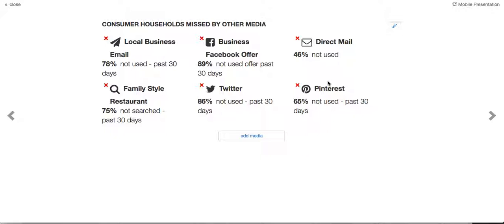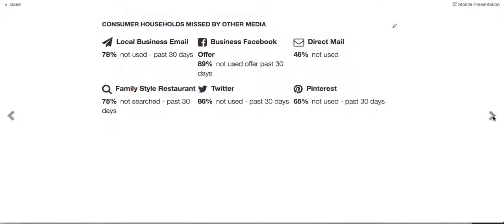89% of our audience didn't go to any business Facebook page to get information. 75% of our audience the last 30 days has not done a Google search for restaurants. 78% did not open a business email. And as we discovered just a minute ago, 65% have not used Pinterest. It's highly fragmented. We can deliver an audience that you're missing with your social media. Well, that makes sense. I think, yeah, that really has opened my eyes. Thank you.